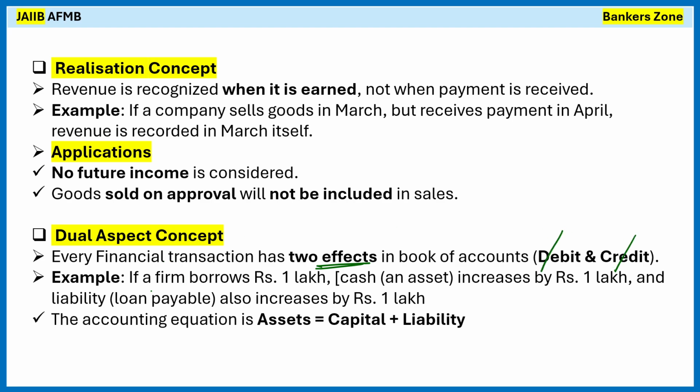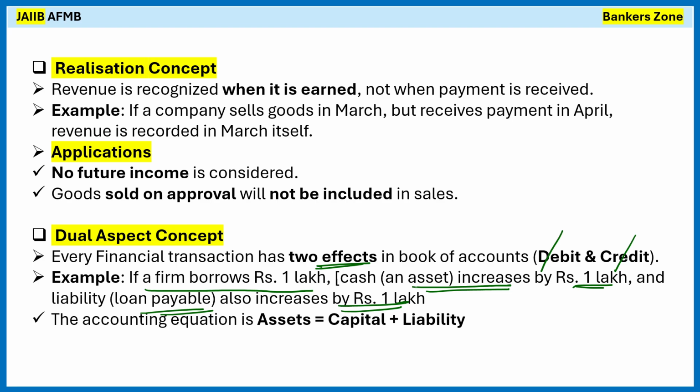For example, if a firm borrows 1 lakh rupees, that 1 lakh rupees will be an asset. So the asset value will increase by 1 lakh. Very simple. And liability means what? The loan payable also increases by 1 lakh. That means for every transaction there is a debit and a credit.